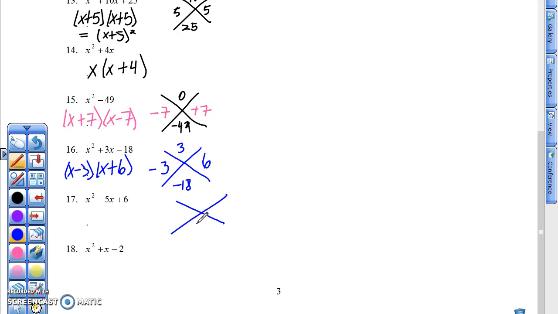Looking at 17, x squared minus 5x plus 6, so factors of 6 that sum to negative 5. Since they multiply to get a positive but add to get a negative, both of these are going to be negative, and it would be 3 times 2. X minus 2 times x minus 3. And then the last one, x squared plus x minus 2, so factors of negative 2 that sum up to 1. Since this is negative, one's positive, one's negative, it would be negative 1 plus 2 would give me positive 1.